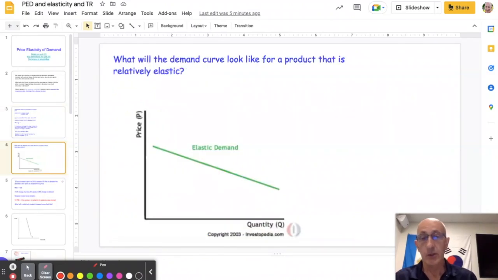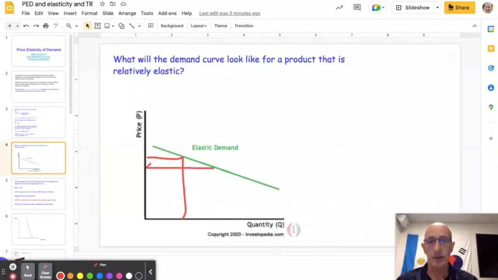We can start to look at the shape of demand curves as being relatively elastic or relatively inelastic. This one's fairly flat. It's quite responsive to price. A smallish change in price, let's say from here down to here, actually has a more significant impact on demand because the demand curve is fairly flat, fairly elastic.